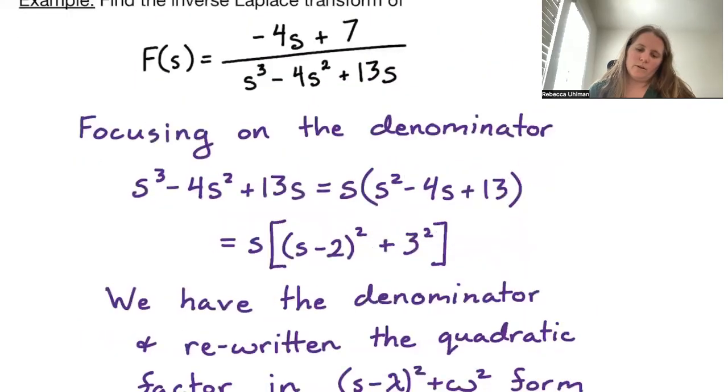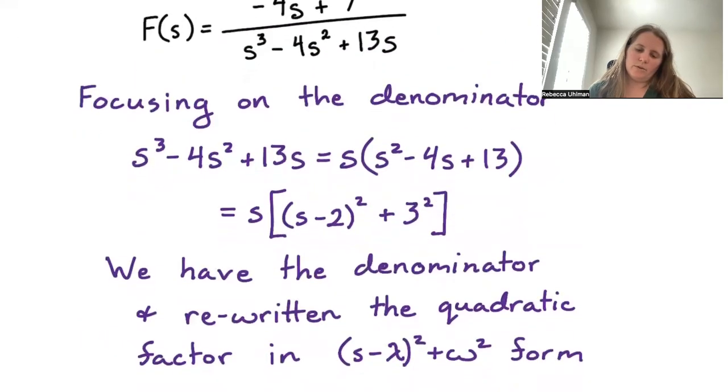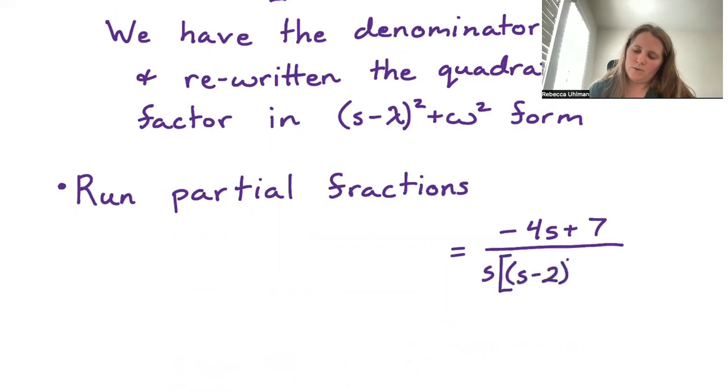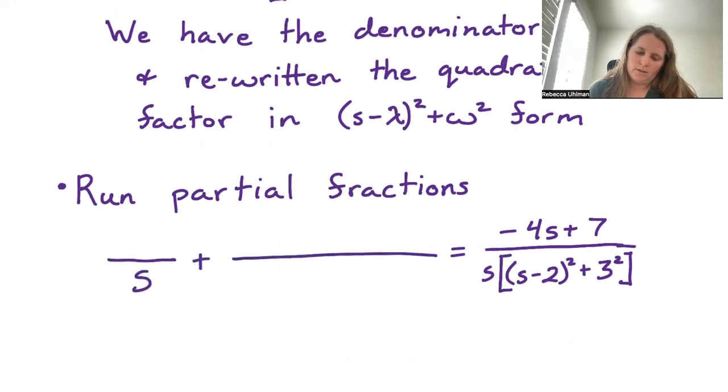So we have negative 4s plus 7 over s cubed minus 4s squared plus 13s. Should be what we're aiming for. So negative 4s plus 7, and our denominator is s times s minus 2 squared plus 3 squared. On the left, we're going to have something over s plus something over s minus 2 squared plus 3 squared.